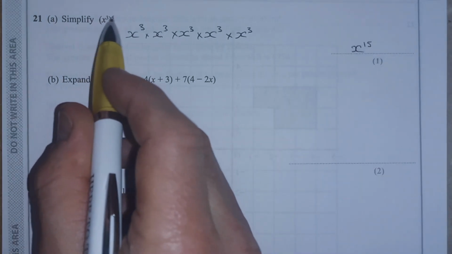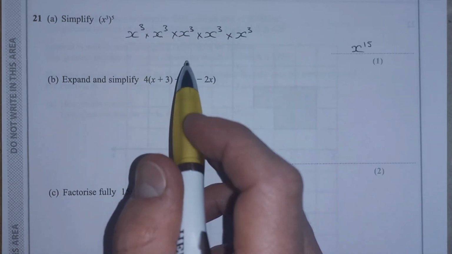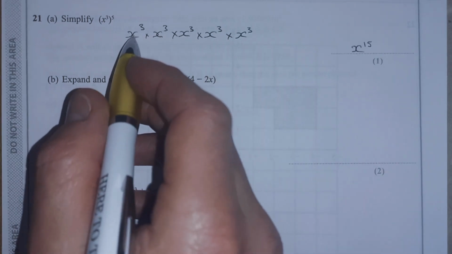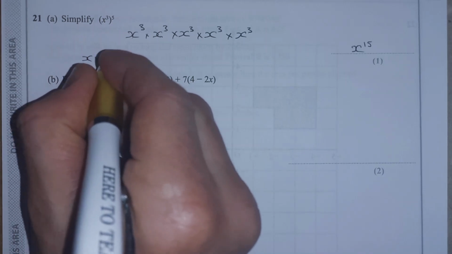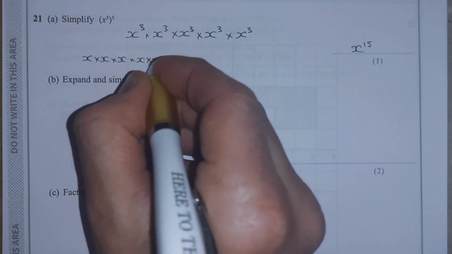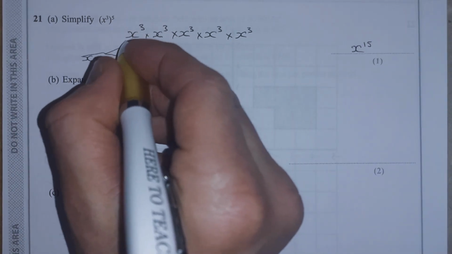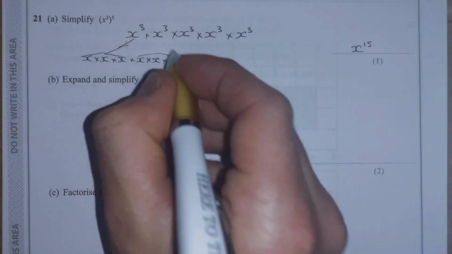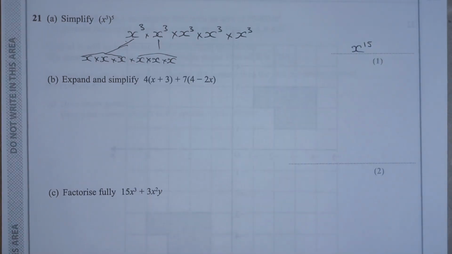Now you might know to just multiply them out straight away, but hopefully this is showing you why it works. And if you want, you could then break it down and say, well, x cubed means x times x times x. So that's from that bit, that's from that bit. And you can see you would end up with 15 x's all multiplied by each other.